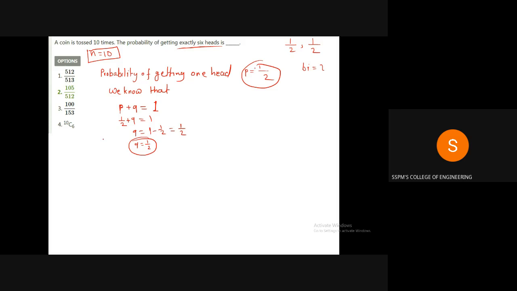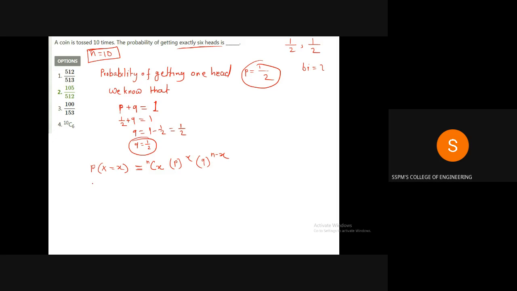Now here a coin is tossed n times, so the value of n is 10. We have to find P of X. How is the binomial distribution given? The probability of a binomial distribution is given by P of x is equal to nCx p raised to x into q raised to n minus x. That is how the probability of a binomial distribution is given.